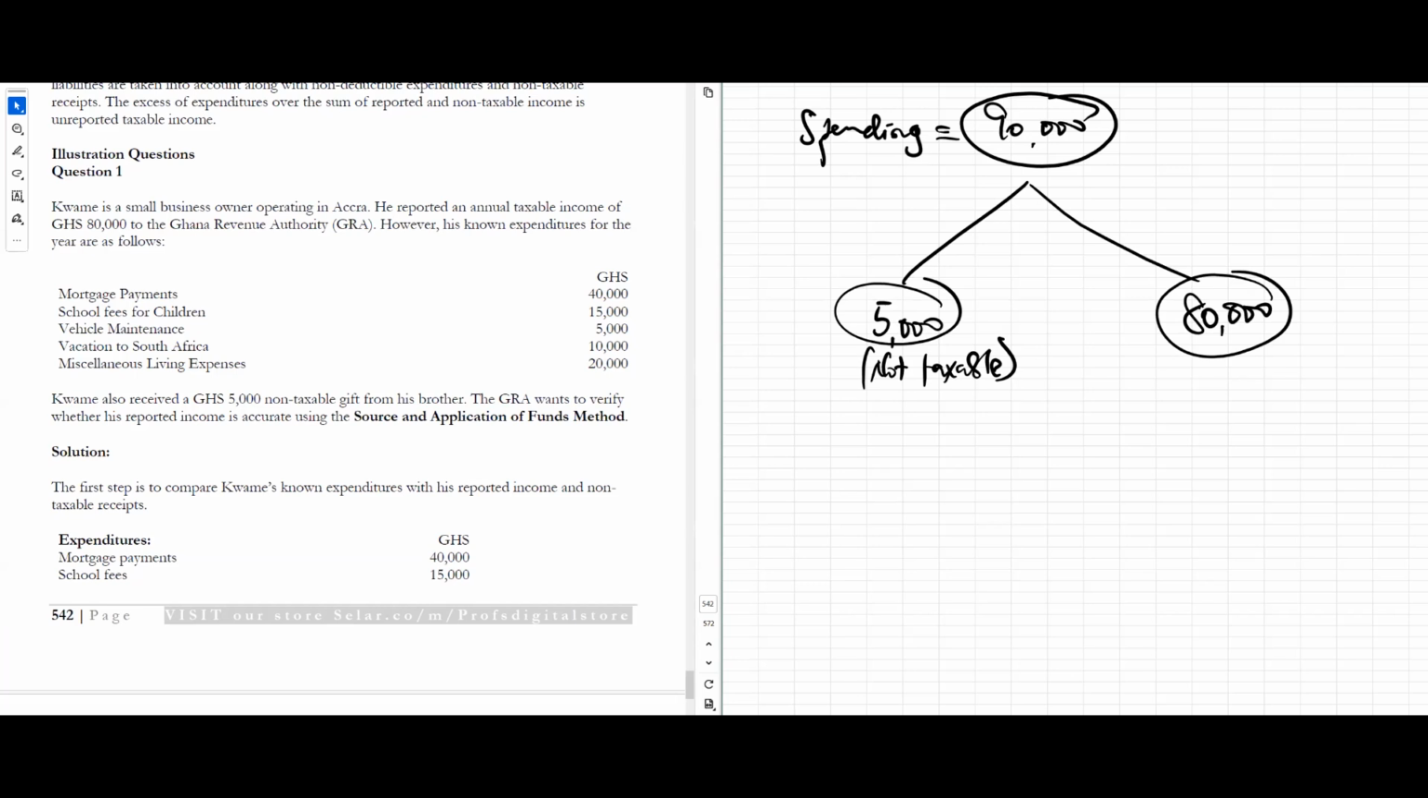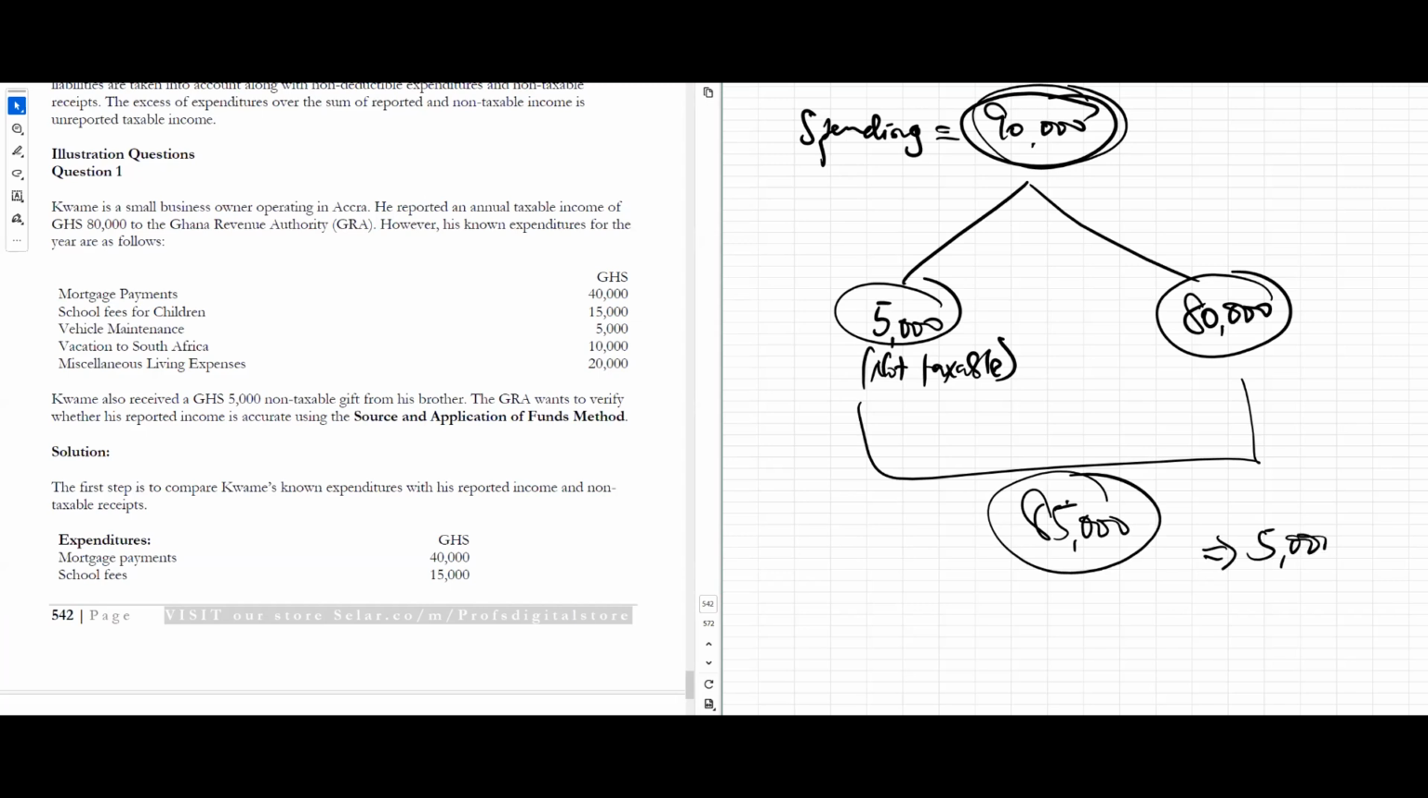Is something adding up, or is something not adding up? Something is not adding up. Do you get it? Is it 90,000 he spent, but only 85,000 declared? It means, how much are you hiding from GRA? 5,000. Yes.